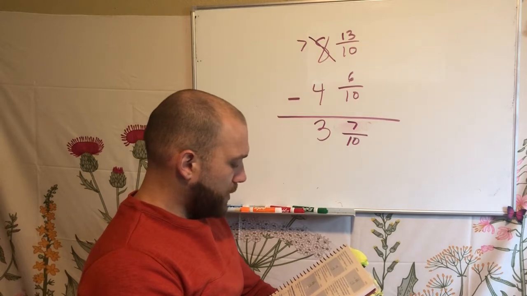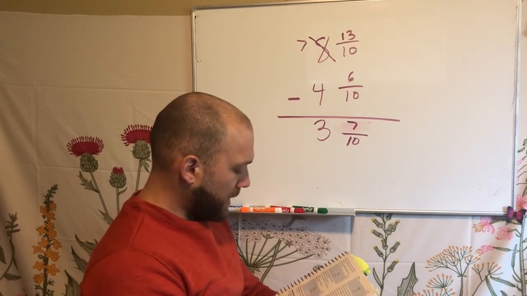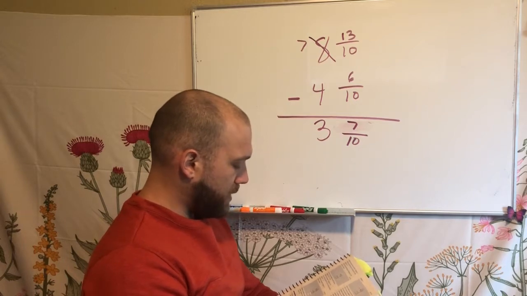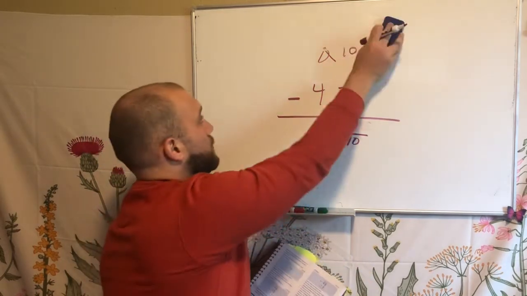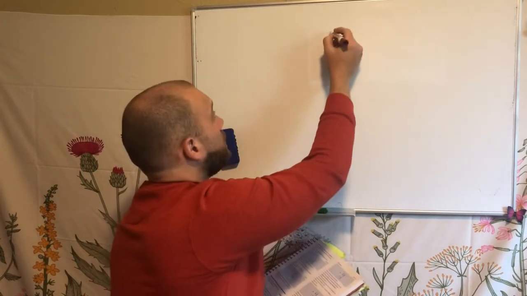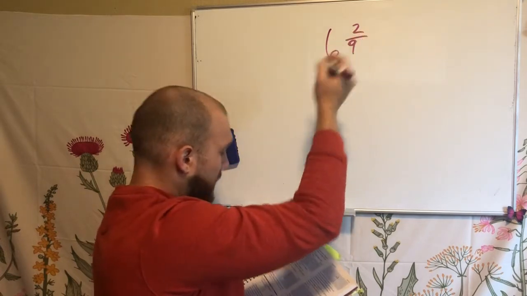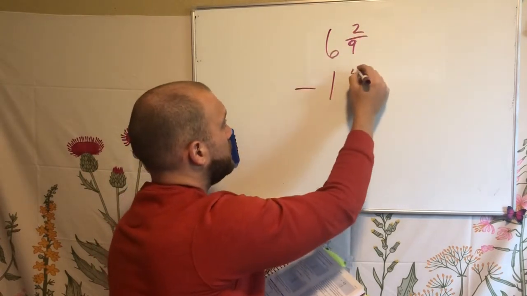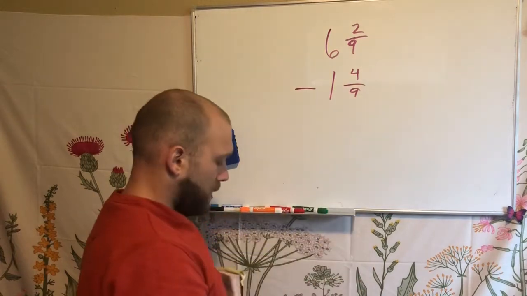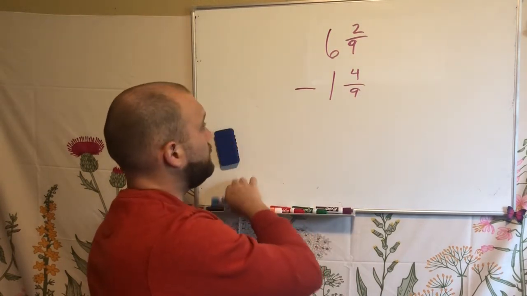So, find part 2 in your workbook. Let's do problem A together. These problems are like the one we just worked. Read problem A. Let me get it on the board first. 6 2/9 minus 1 4/9. So I'll use a different color to show you really what I'm doing.